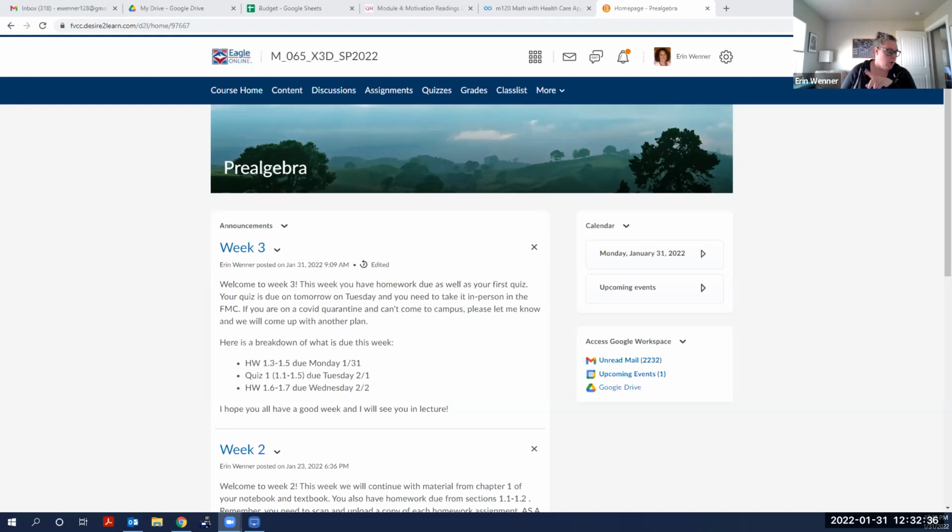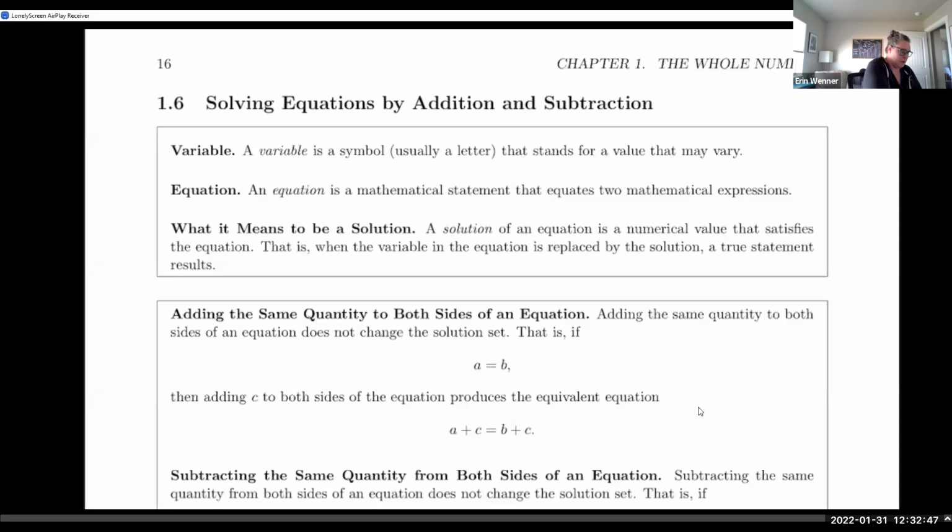Okay. Well, we are in our notebook on page 16. So I'm going to go ahead and change my sharing. And so we can see that we're talking about 1.6. We talked about addition, subtraction, multiplication, and division with whole numbers, and now we're getting into solving equations using those numbers.